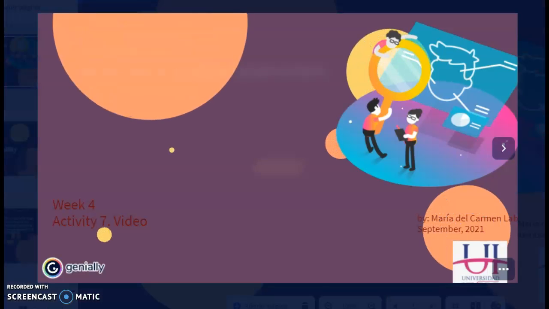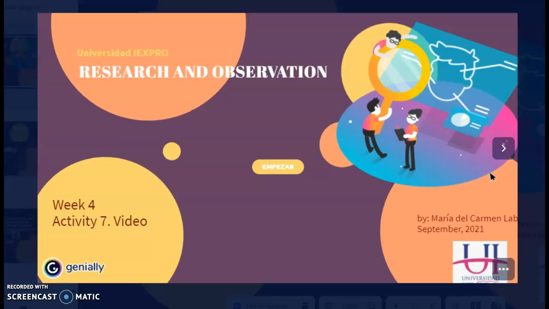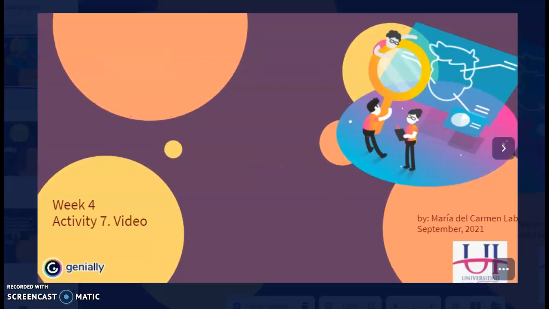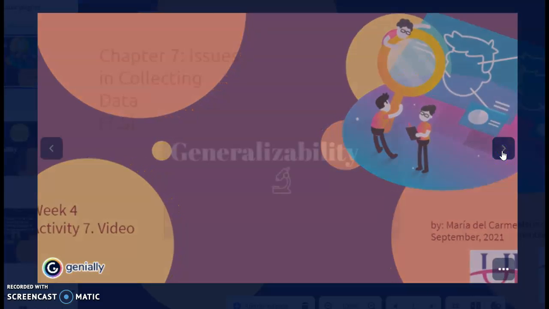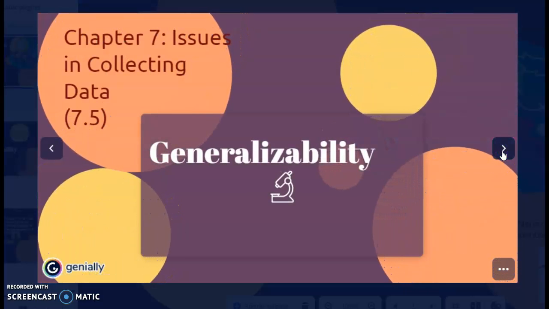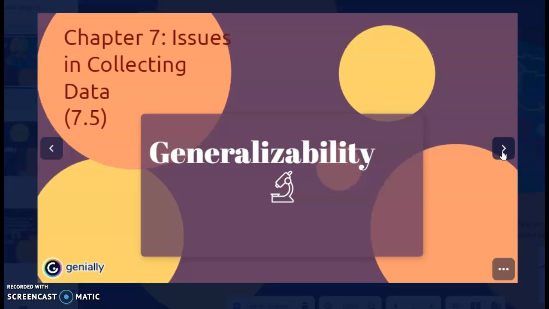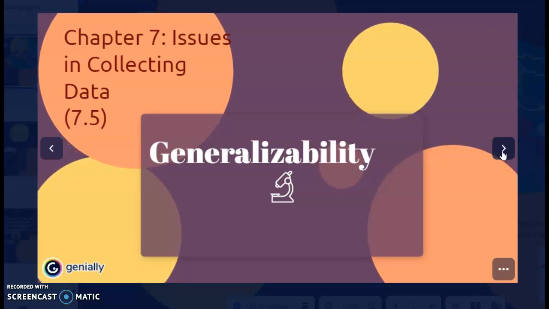Hi, my name is Carmen Laborde, and this is our last task in the subject research and observation. From chapter 7, I chose the topic of generalizability.